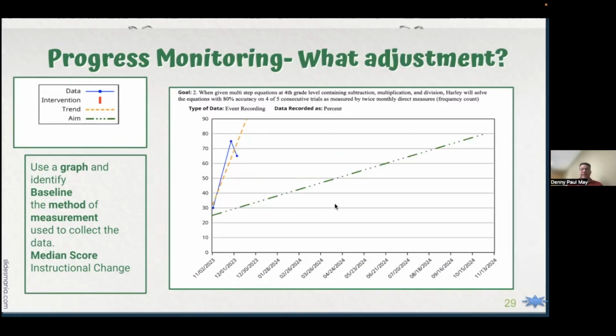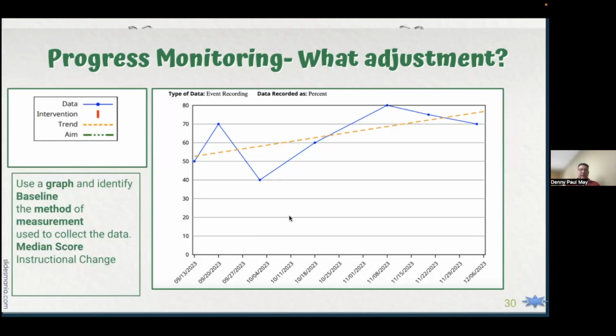We put the goal in here this time. When given multi-step equations at the 4th grade level, we're going to say, wow, this student's way, way above. Like they only have 3 data points in there. So the jury's still out, but it's way above the aim line right here, which you're trying to get to 80. And so we would definitely have to look at that and reduce some support and change our instruction.